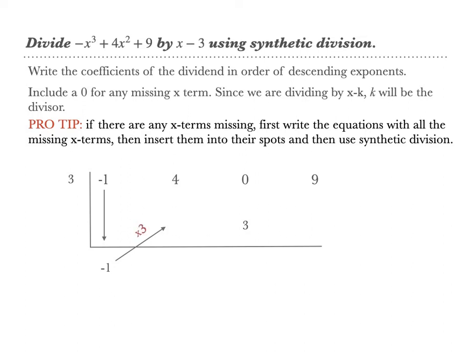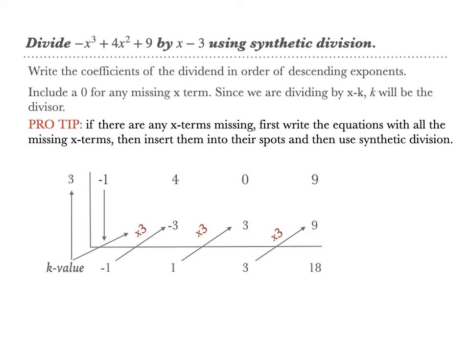So here's the process. We first bring down the first coefficient, which is -1. We multiply it by the k term, which is 3. And then we multiply -1 by the k term, 3. We get -3. We add 4 and -3. We get 1. We repeat the same process. And we multiply 1 by 3 and we get 3. 0 plus 3 is 3. We multiply 3 by 3 and we get 9, and that gives us 18.